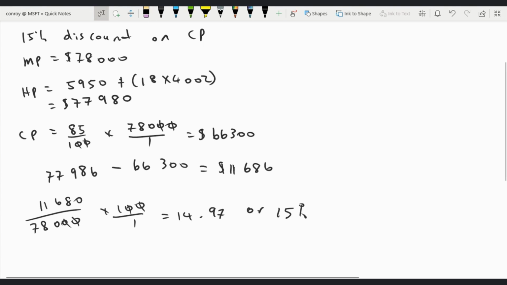Okay. All right. So what we were able to do: find the hire purchase price, which is the down payment plus the monthly installment of $4,002 times the 18 months. The cash price is where there was a 15% discount on the marked price, so we'll pay $63,300. We're also asked to find the difference between the hire purchase price and the cash price, and then we'll find that as a percentage of the marked price.